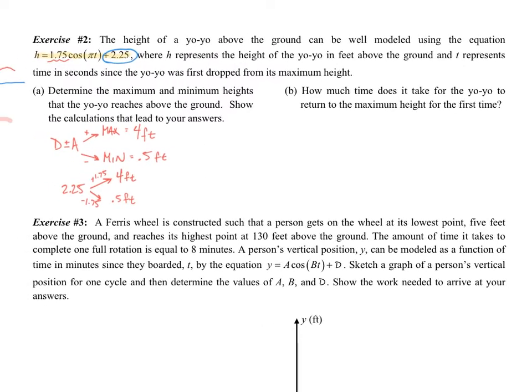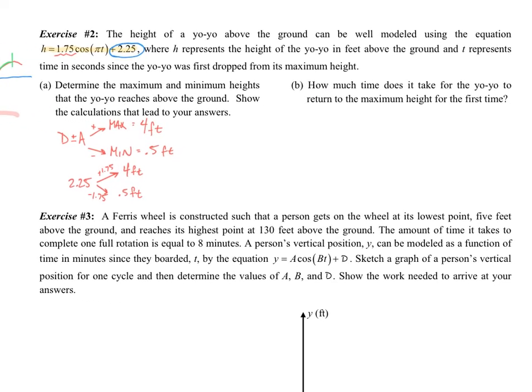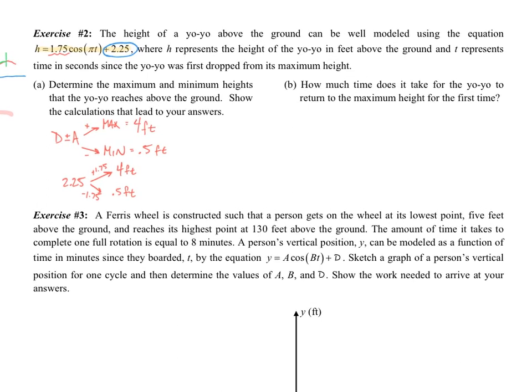Part B says, how much time does it take for the yo-yo to return to the maximum height for the first time? So in our picture, what I've graphed here is starting at a maximum, it goes down, goes to its minimum, comes back up, and it's at its maximum. We have a name for that part of the function. If I go from here to here, that behavior represents one full cycle. So that's what they're wondering about. What is the distance or the time that it takes for that full cycle? And we have a vocabulary term that talks about the time it takes for a full cycle. That's period.